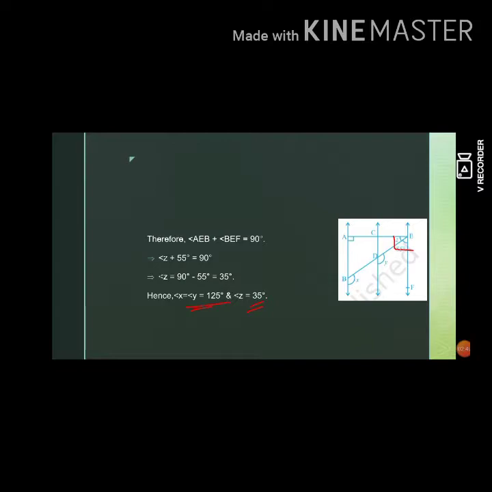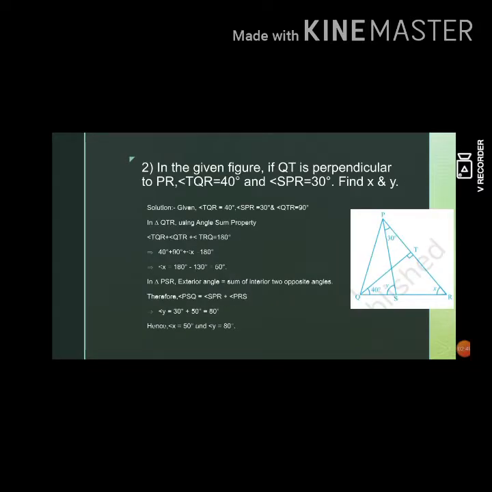So this was our first question. Second question: in the given figure, if QT is perpendicular to PR and angle TQR is equal to 40 degrees. So you can see angle TQR is 40 degrees and angle SPR is 30 degrees. So these two angles are 40 and 30 and T is 90 degrees. We need to find X, that is here, and Y.